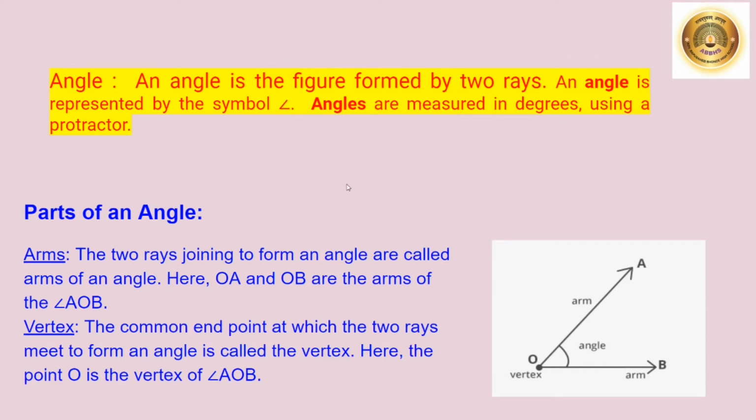Now let's see what are the parts of an angle. The two rays joining to form an angle are called the arms of the angle. Now in this figure, OA and OB are the arms of the angle AOB. The point at which, or the origin of these two rays, is called the vertex of the angle. Now in this figure, point O is the vertex of this angle.